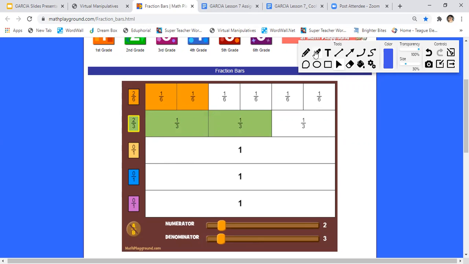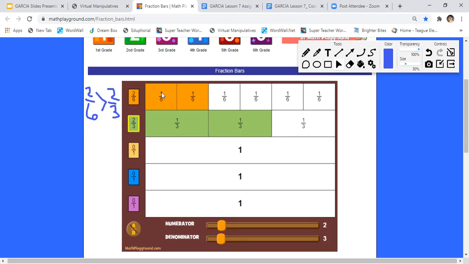So they are telling me that 2/6 is greater than 2/3. What do you think? True or false? That's going to be what you're going to answer. So take a few seconds to think about this, and then we'll move on.